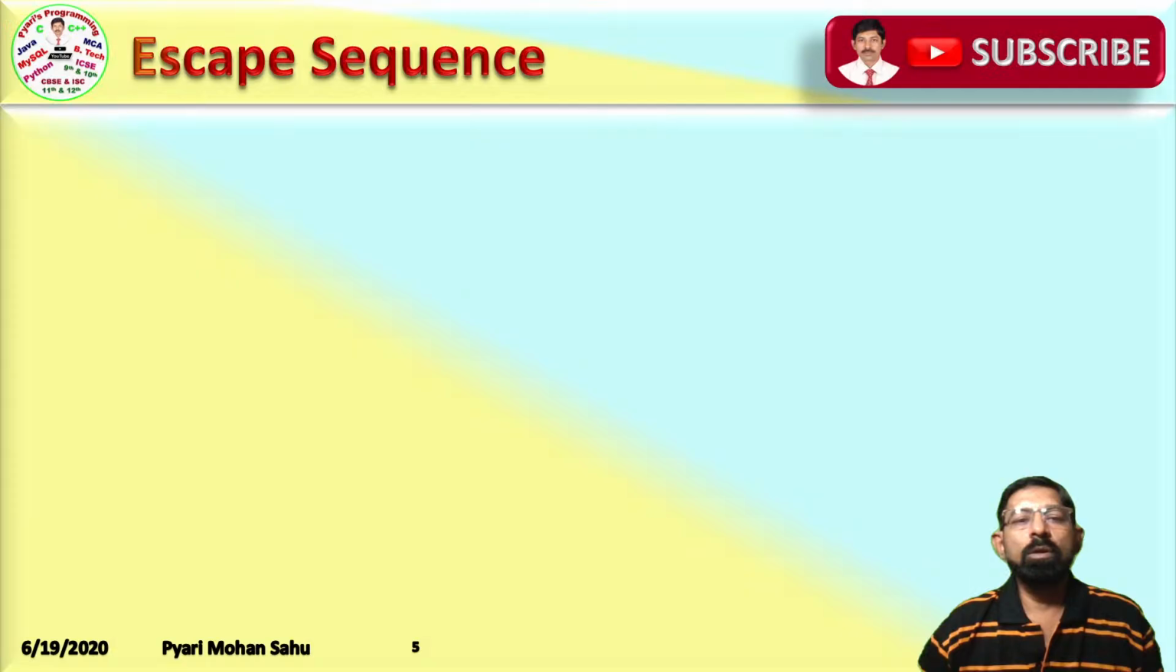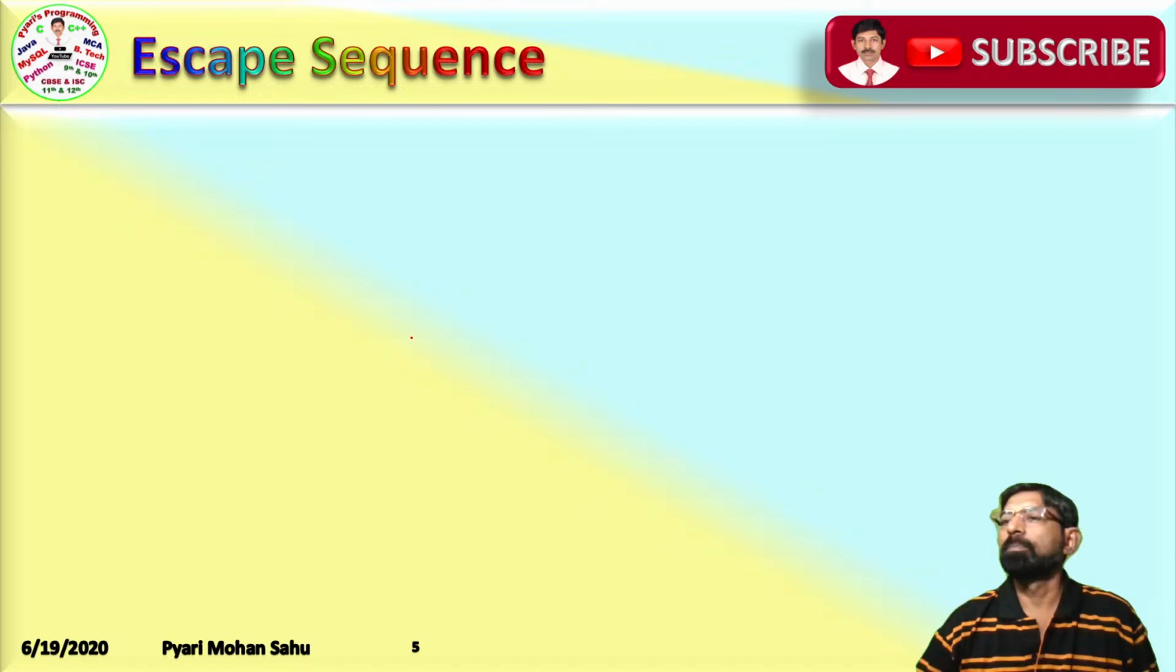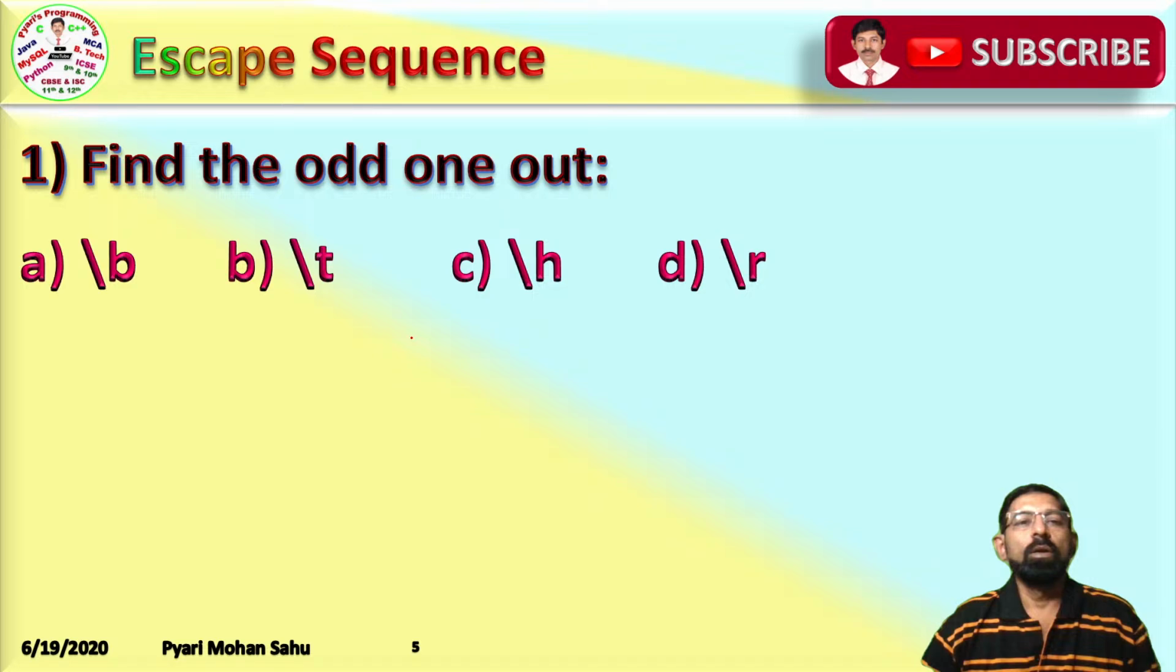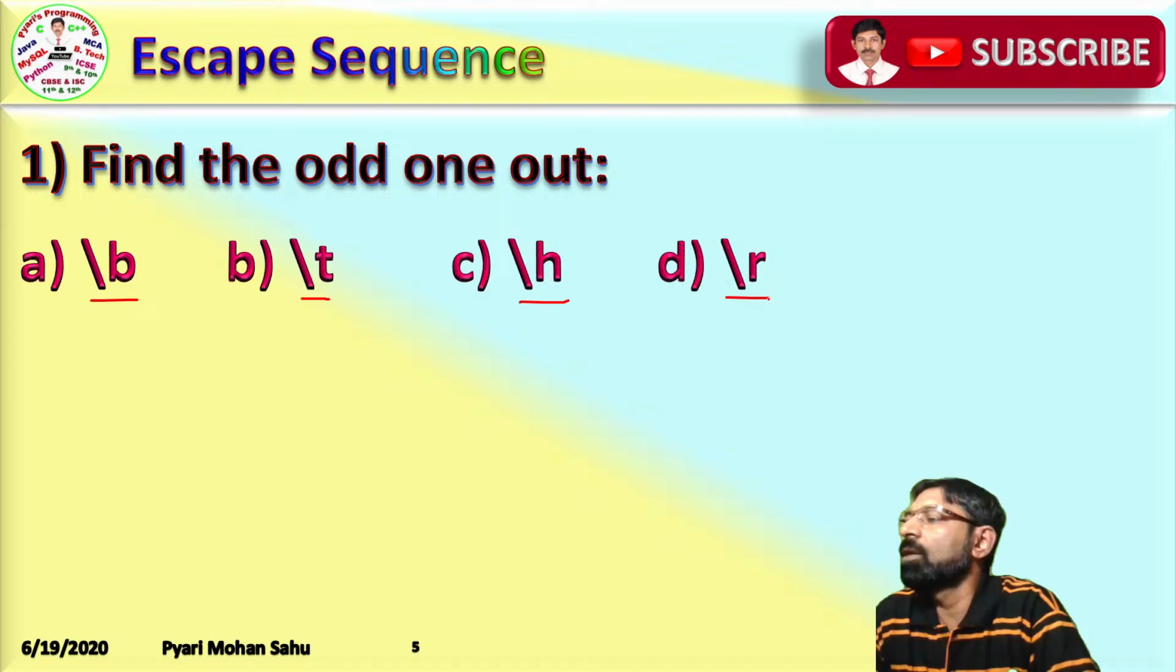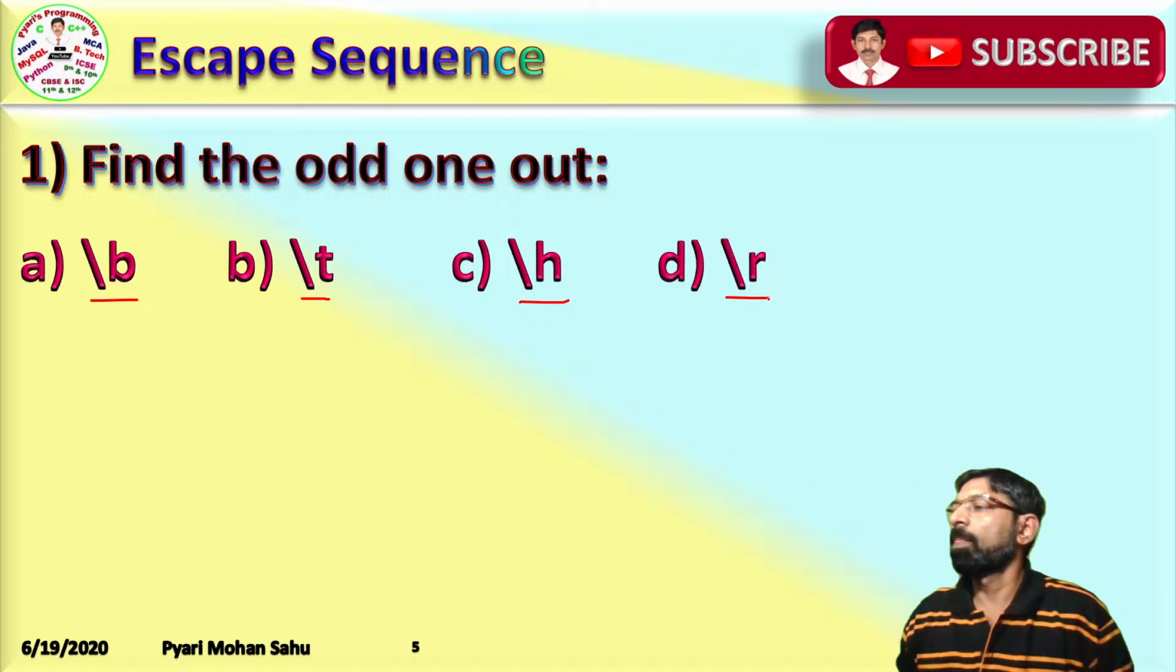Now it's time for your MCQ. Find the odd one out. Class B, class Java screen. For that, Notepad is required.